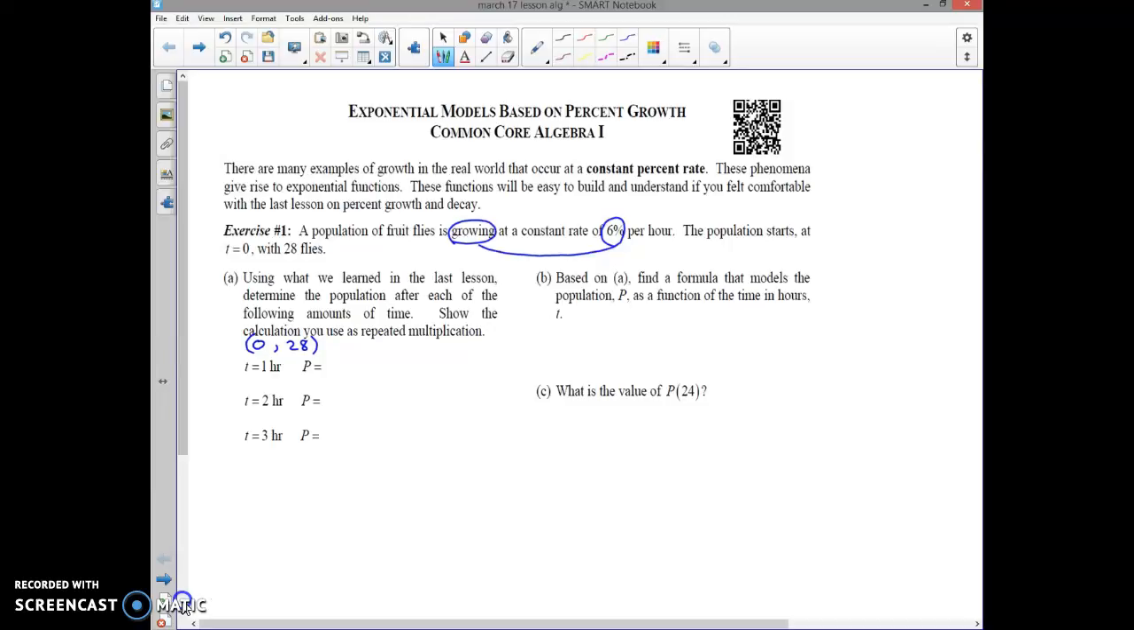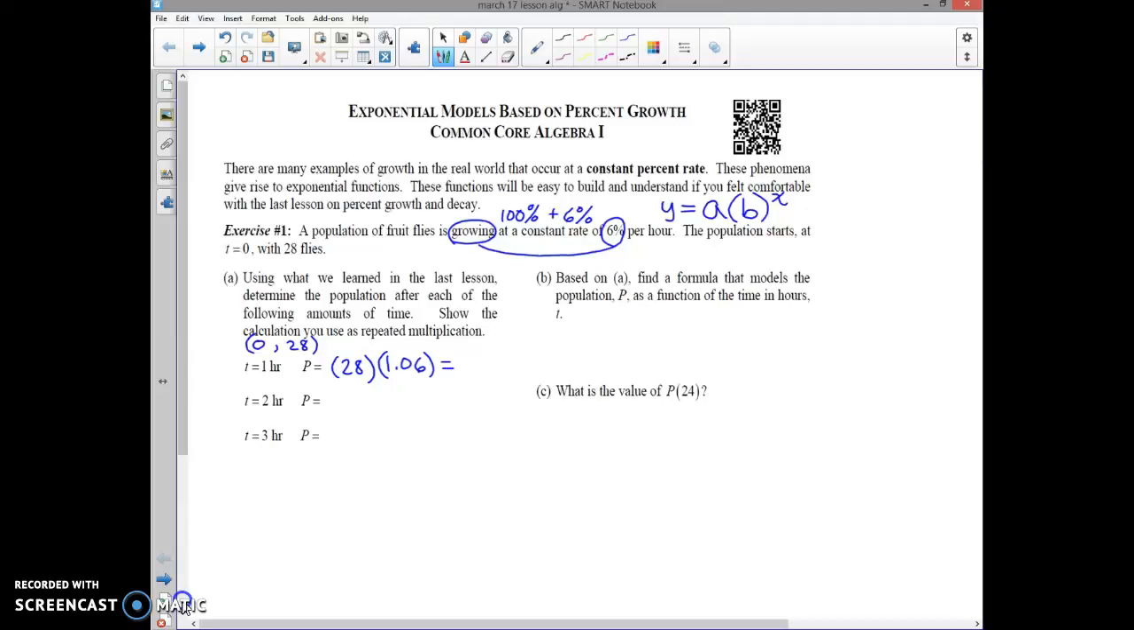In order to fill out A, it says, using what we learned in the last session, determine the population after each of the following amounts of time, show the calculation, and use repeated multiplication. So you start out with 28. Let's remember that exponential functions start out with the original times the growth rate to the exponent of x. In this case, the growth rate is 100% of what it was before plus another 6%. When we change that to a decimal, you get 1.06.